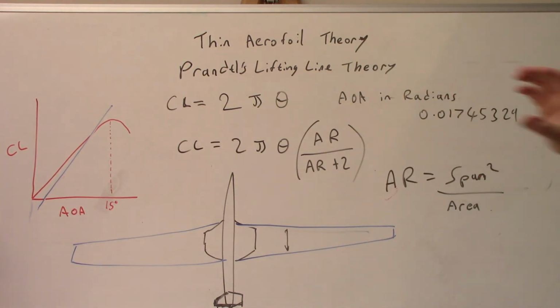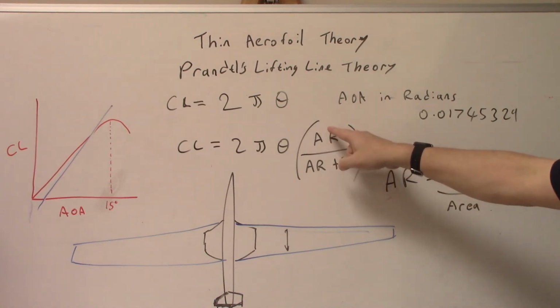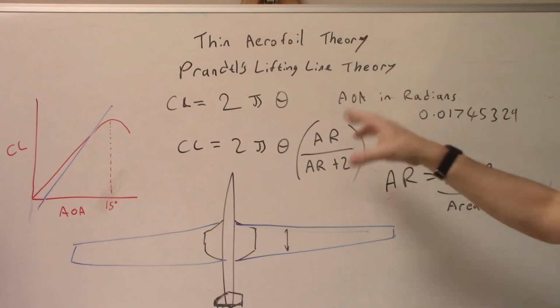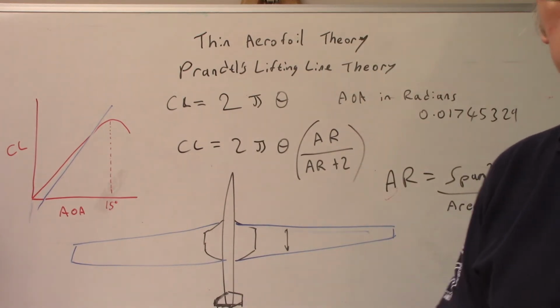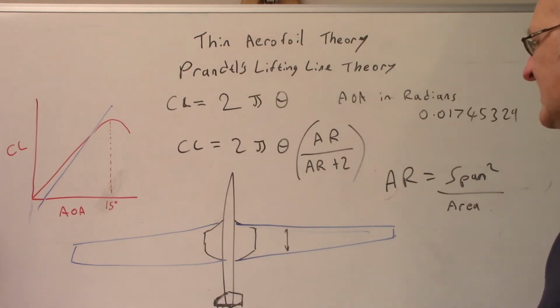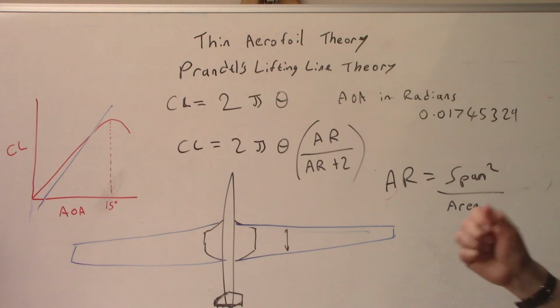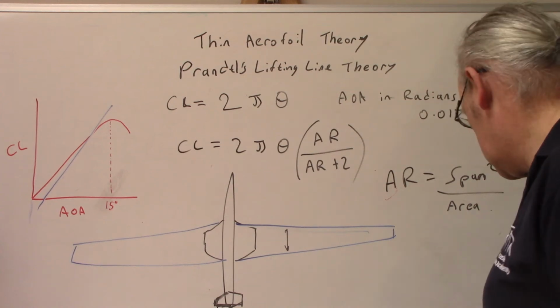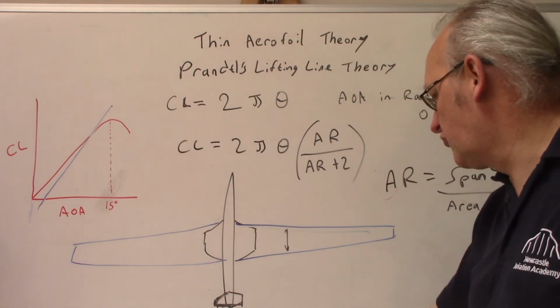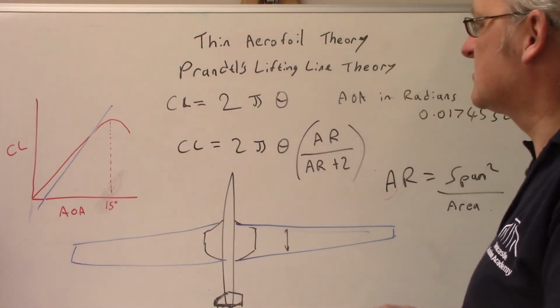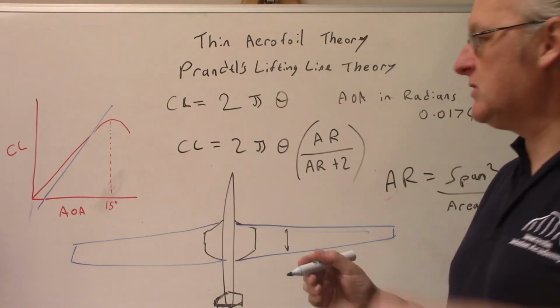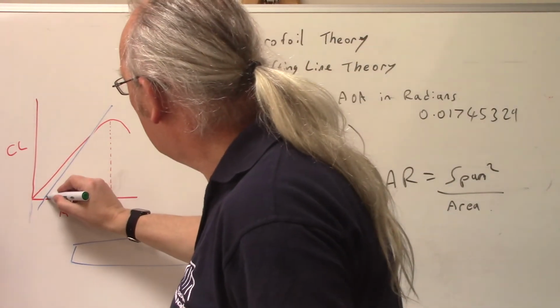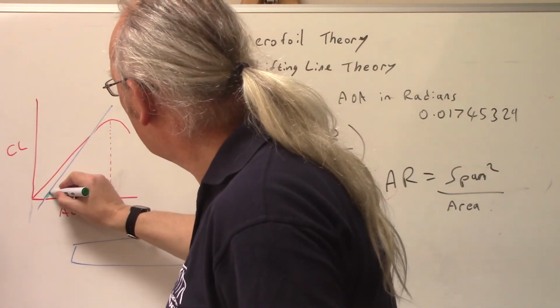So if you then put Prandtl's lifting line theory, attach that to your thin aerofoil theory, you'll end up with a number that is less. This number divided by itself plus 2 is always going to be less than 1, isn't it? Yeah. So this factor that you're going to put in there, let's put it up in green, so we'll put Prandtl's lifting line theory, and what this will do to your graph is you will have a line like that.